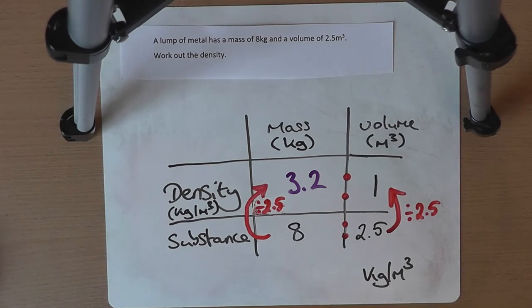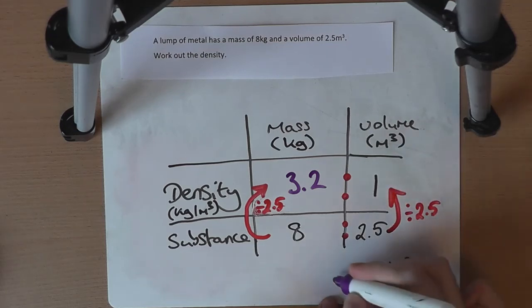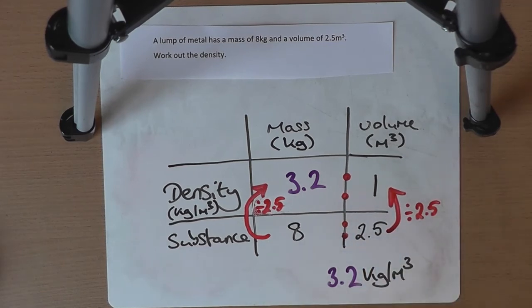Because densities are going to be known, and nature is never really that neat to give us nice whole number answers, most density values will probably be decimal values. All we need to do now is pick the information out of the table to find out what we need to know. A lump of metal has a mass of 8 kilograms and a volume of 2.5 meters cubed. Work out the density. The number given to us, 3.2 kilograms in 1 meters cubed, so 3.2 kilograms per meters cubed. And we've worked out the density of the particular lump of metal.